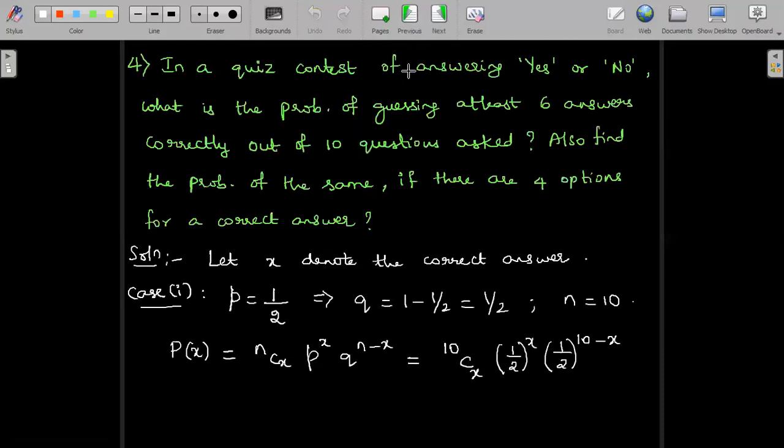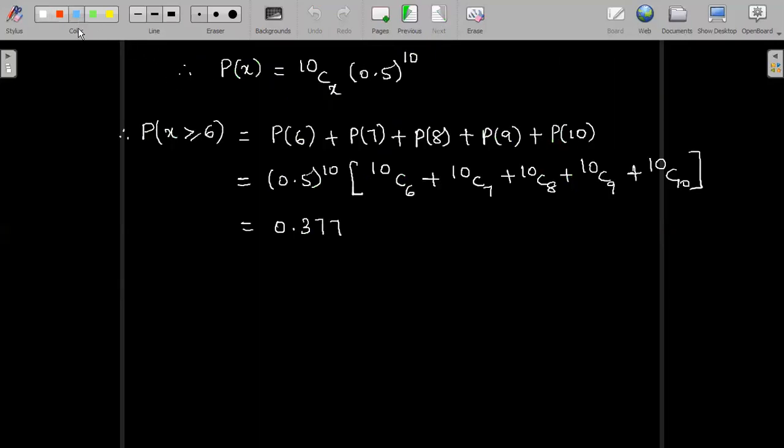Case 1 had 2 choices in the answer, either yes or no. Now what is case 2 then? Case 2 is we have to find the probability of getting at least 6 answers out of 10 only. But we are having 4 options for a correct answer. Means while writing down the probability of success, it changes. There are 4 answers, A, B, C, D. So the denominator will be 4. Number of possible outcomes will be 4 for us. Favorable outcome will be 1. So having a success, P is equal to 1 by 4 will be the case in that.